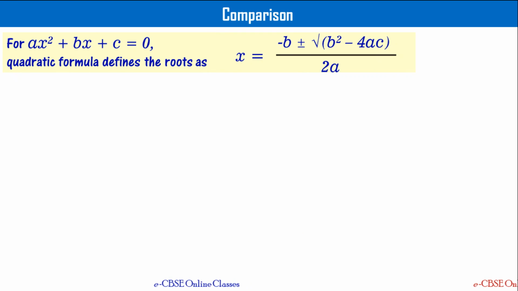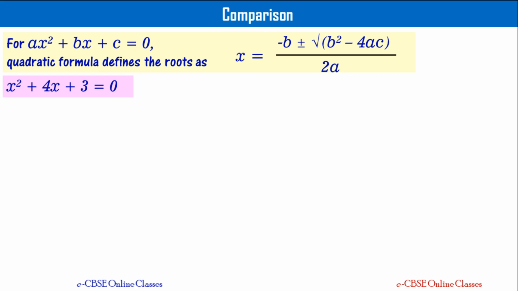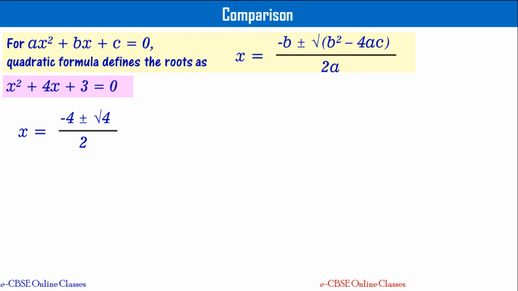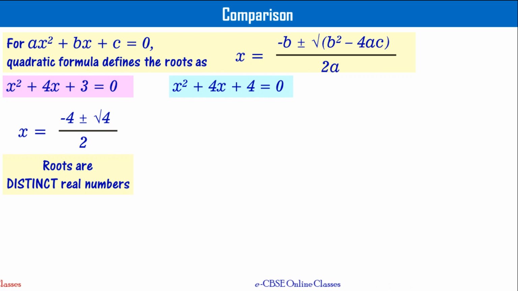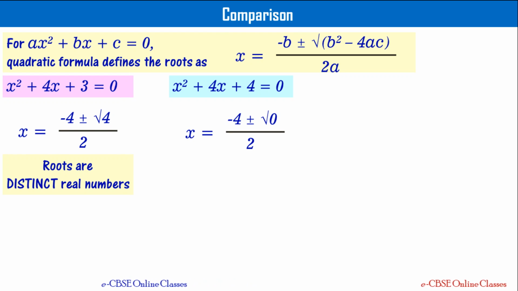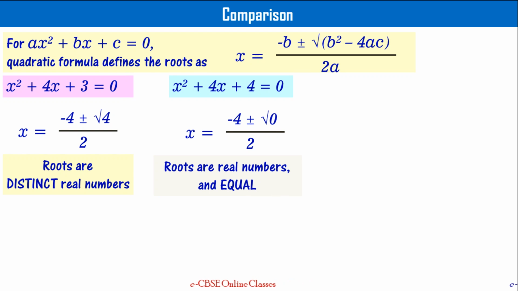Now let's compare what we have just seen. For the first problem, x square plus 4x plus 3 equal to 0, we have shown that x can be written as x equal to minus 4 plus or minus square root of 4 divided by 2. And we have said that roots are real numbers but they are distinct numbers. And for the next problem, x square plus 4x plus 4 equal to 0, we have shown that x can be written as minus 4 plus or minus square root of 0 divided by 2. And in this particular case, roots are real numbers, but they are equal, right?